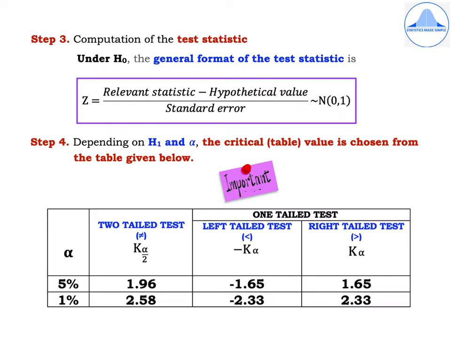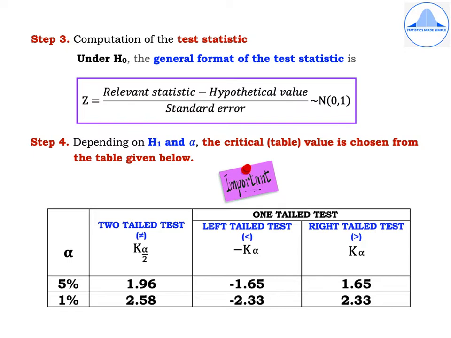Step 3 is the computation of the test statistic. The test statistic formula will change for every test which we are going to learn. And under H naught, the general format of the test statistic is Z equal to relevant statistic minus hypothetical value divided by the denominator, which is the standard error, which follows normal 0, 1.